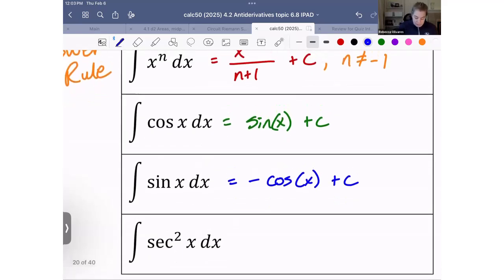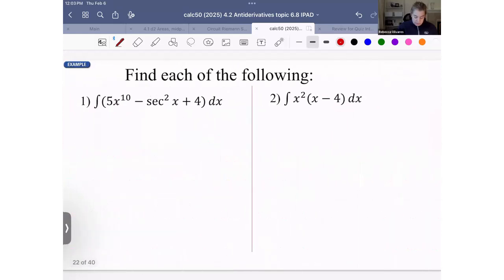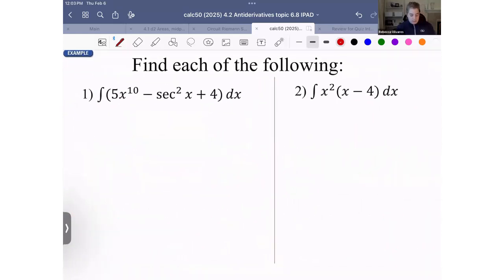All right, and then the next one is tangent, because the derivative of tangent is secant squared. All right, we're going to do some more examples, then we'll come back and do more rules. So here are the first two examples. I will be quiet while you try these. Feel free to pop in with a question if you have one.